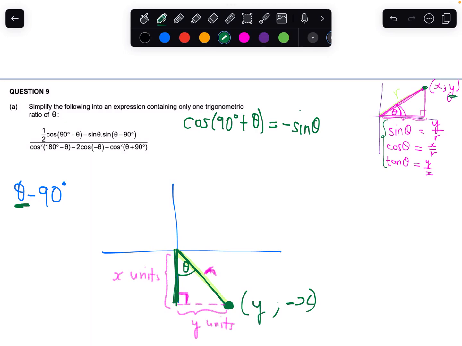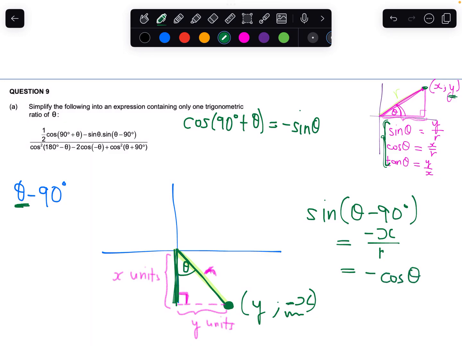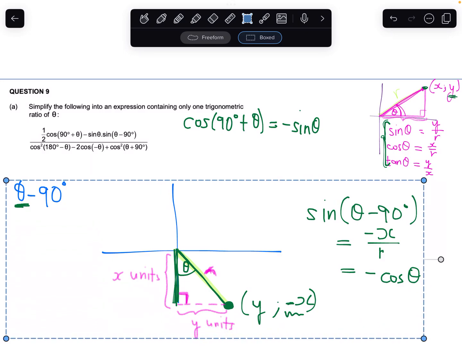Okay, so that means, what are we interested in? Sine. Sine of theta minus 90 degrees is going to be the y coordinate, which is negative x, divided by r, right? And what is that equal to on this little map of theta's trig ratios? Well, it's equal to the cosine ratio of theta, except we have a negative, so it's going to be negative cos theta.